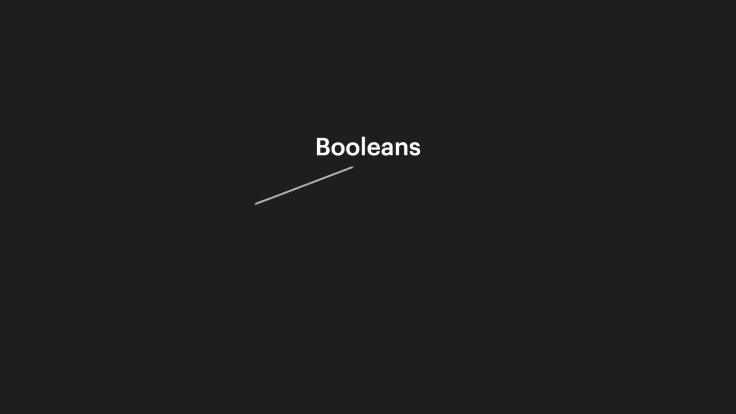In this video, we're going to talk about Booleans. Now, Booleans are quite simple. They're either true or false, but where it gets a little more complicated is when it comes to truthy and falsy values.